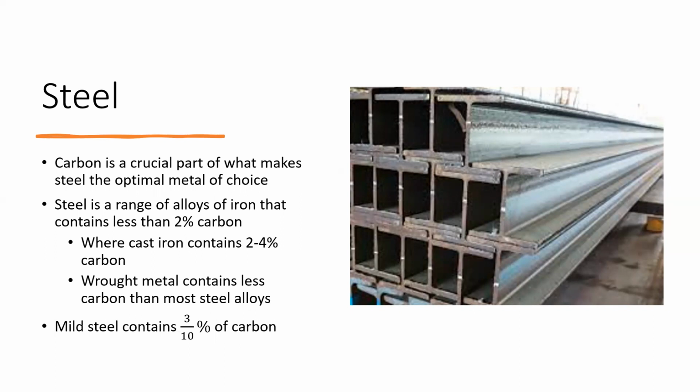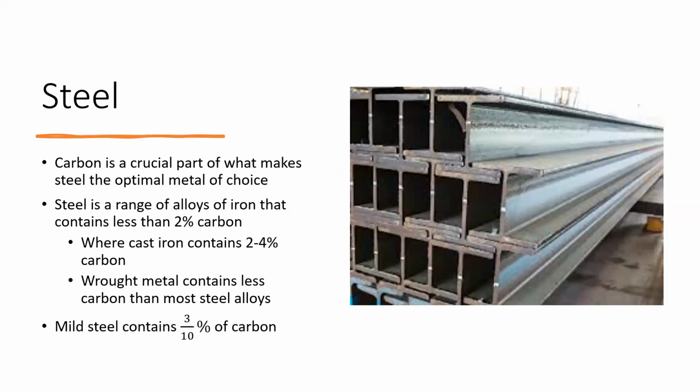Cast iron contains 2 to 4% carbon, making it hard and brittle when it forms from the molten state. Wrought iron contains less carbon than most steel alloys. This makes it malleable, so it bends easily and doesn't have as high a strength. It's not as hard and dense as steel, or where we need it to be, so it can be structurally supportive.